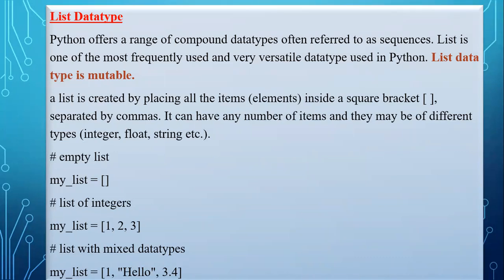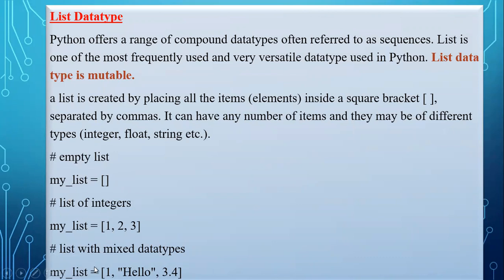It can have any number of items. There is no restriction, like only 10 values I should create, nothing like that. You can create any number of values and they may be of different types also. It can be an integer type, a floating point, a string type, or even a list type we can create as an item. So how to create that, only here we are going to see.